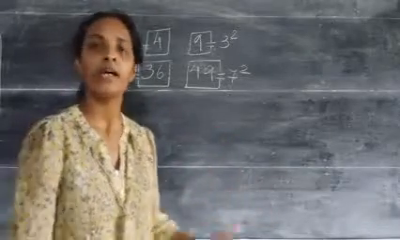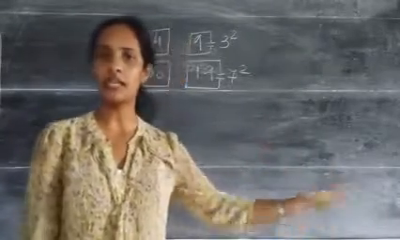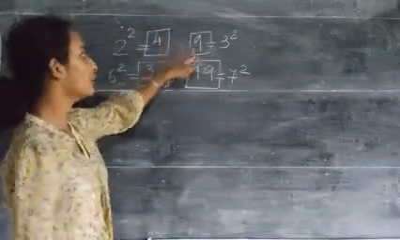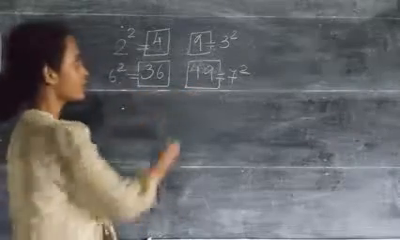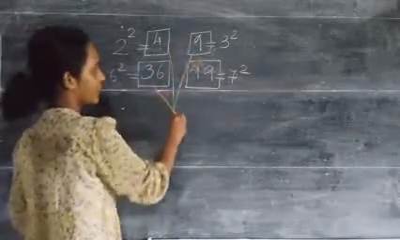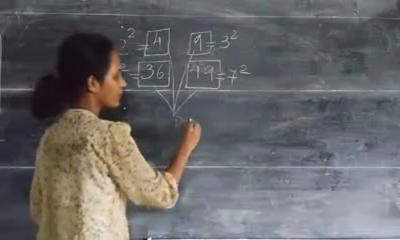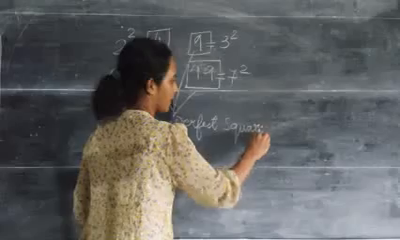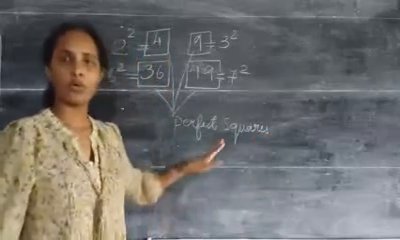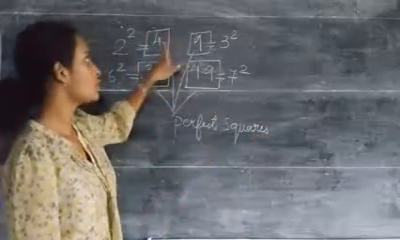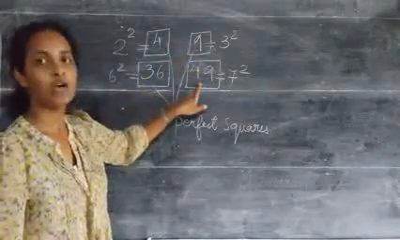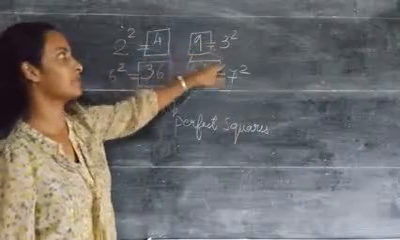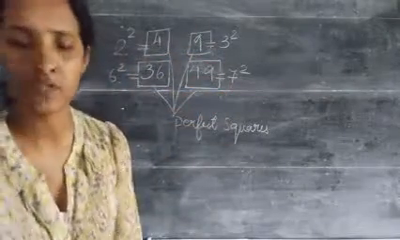So what is a perfect square? A perfect square is a number which can be expressed as a square of some other number. Like 4, 9, 36 and 49. So 4, 9, 36 and 49 are what numbers? Perfect squares. So what are perfect squares? Perfect squares are those numbers which can be written as the squares of some numbers. Okay, so that is what perfect squares are.